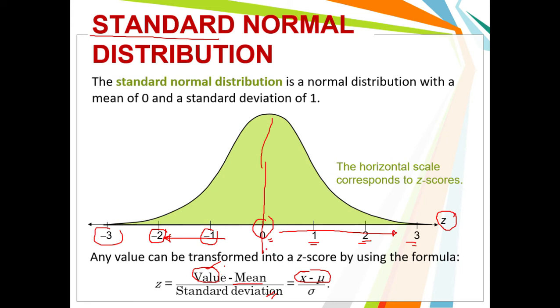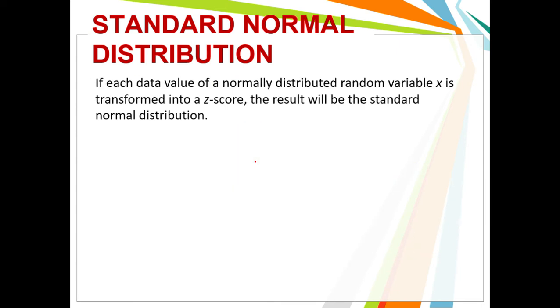Okay? So that's how a standard normal distribution looks like. Sa 0 ang line of symmetry niya, positive z-score going to the right and negative z-scores going to the left. Still bell-shaped yung ating curve. Bell-shaped and symmetrical.